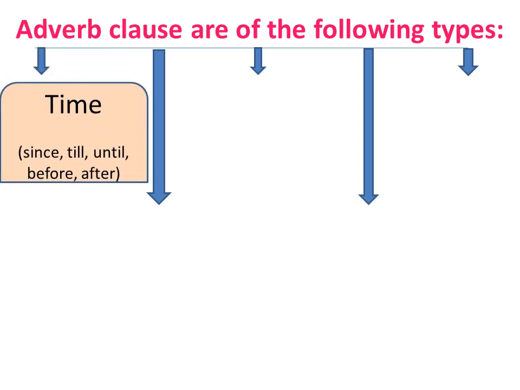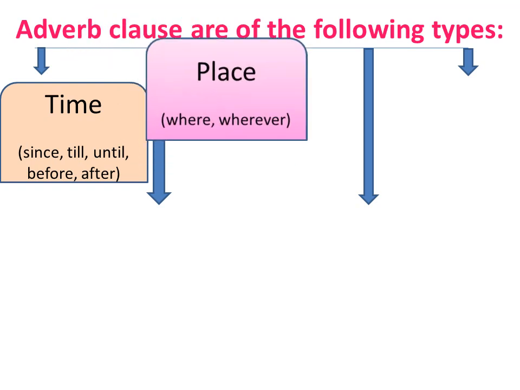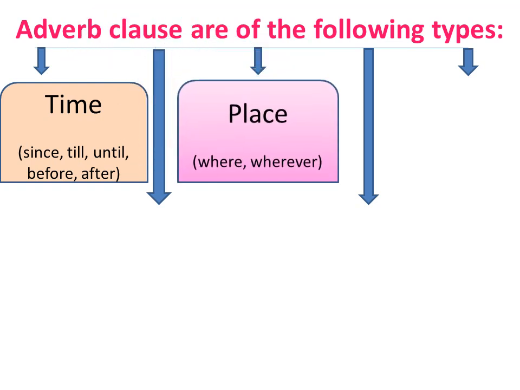Adverb clause of time. It will tell you more about the time when the action is performed and hence can be identified with the subordinate conjunctions like since, till, until, before, after. Adverb clause of place will tell you more about the place where the action is performed and can be identified by the subordinating conjunctions like where, wherever.